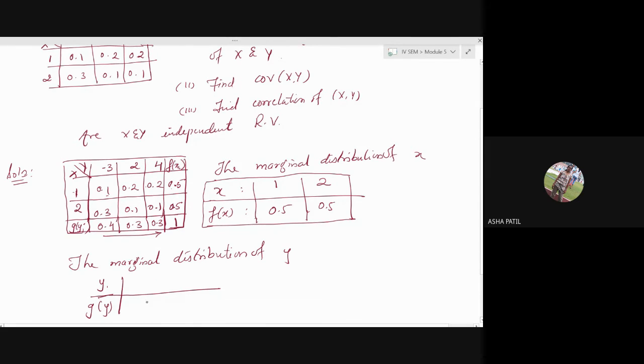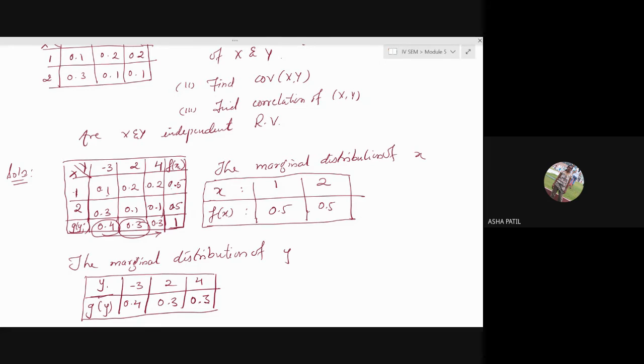Three values you have: -3, 2 and 4. The corresponding probabilities. For -3, your g of yj is 0.4. For 2, it is again 0.3. For 4, it is 0.3. So these are the marginal distributions of x and y. Go for the next question.